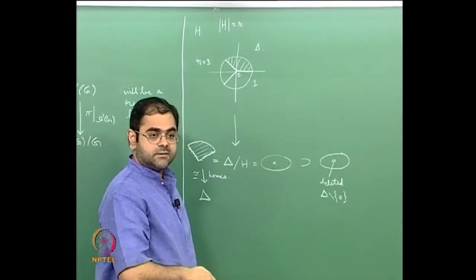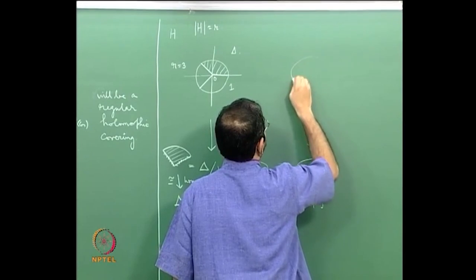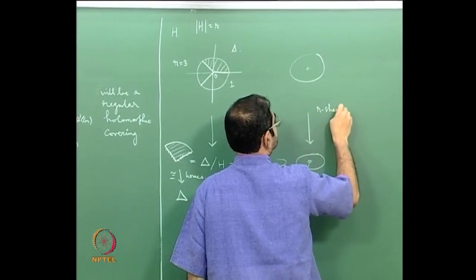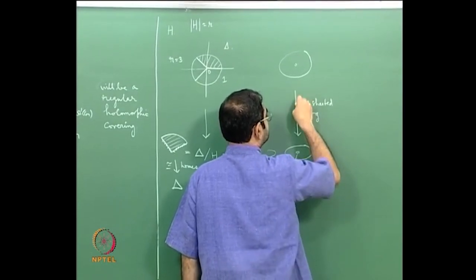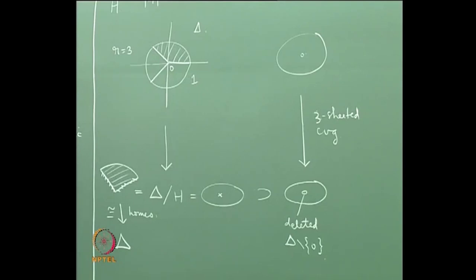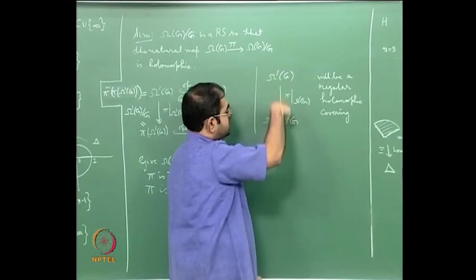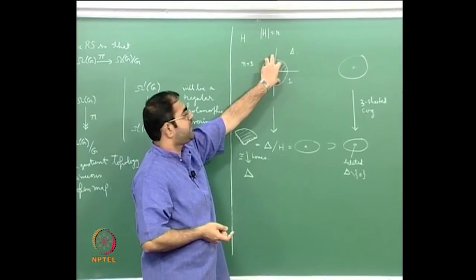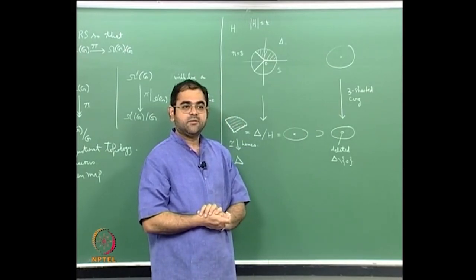And if I throw out that point, then from here to here this is a 3 sheeted covering. It is an R sheeted covering, and in this case R is 3, so it is a 3 sheeted regular covering. That is because of this fact, that from omega prime G to omega prime G mod G is always a regular covering. That is because G acts, in this case G is replaced by H, on the domain I am looking at. So this part is a nice 3 sheeted regular covering.